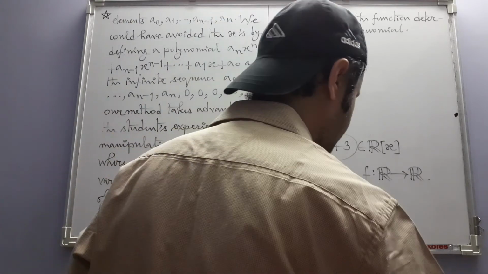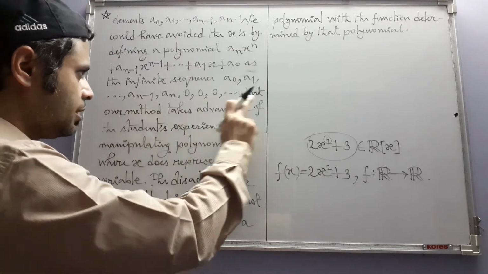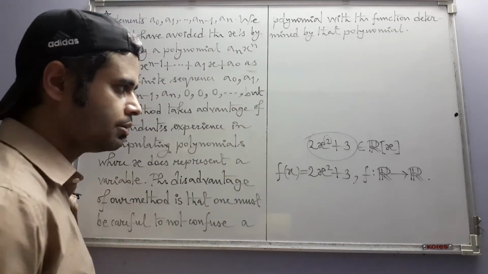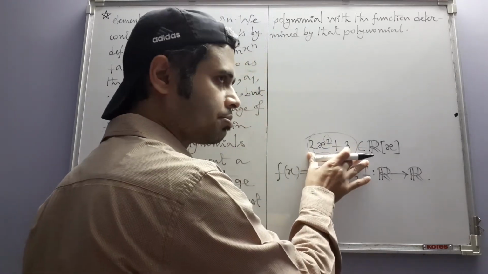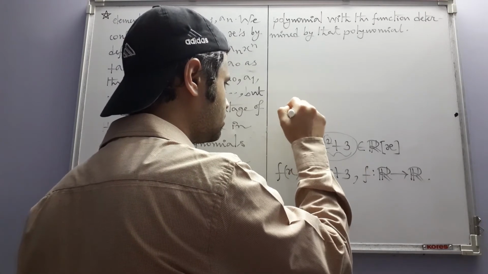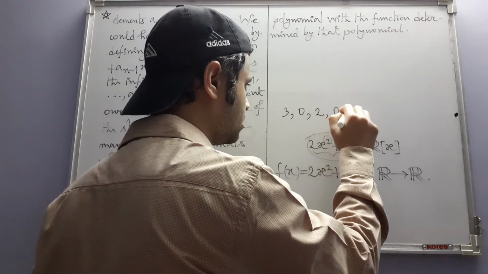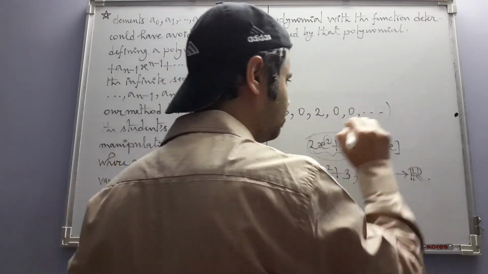This confusion does not arise if one takes the sequence approach in defining polynomials, because then instead of considering this expression, our polynomial will be just this: 3, 0, 2, 0, 0, etc. This infinite sequence.